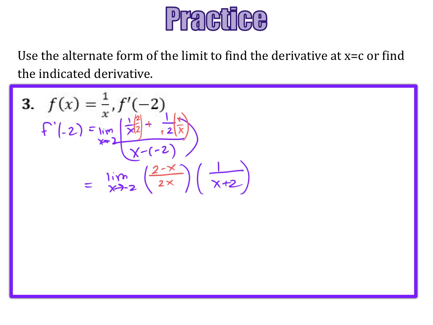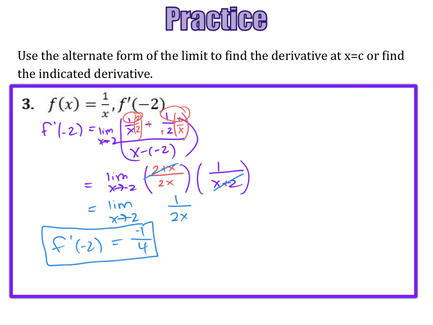And I apologize, this should also be a plus, right? 2 plus x. Now 2 plus x and x plus 2, that's the same thing. So I can simplify that, divide that to be 1. So this is going to equal the limit as x approaches negative 2 of 1 over 2x. And I can plug negative 2 in there. That's going to give me negative 1/4, or 1 over negative 4.